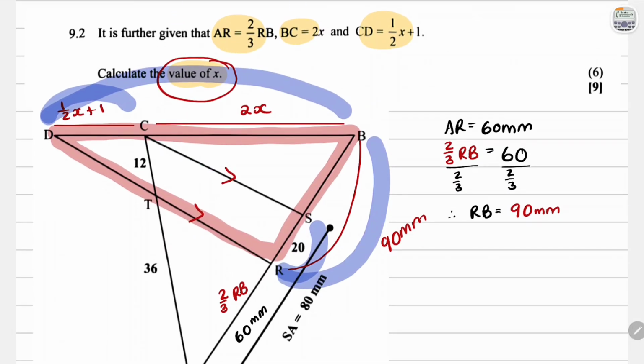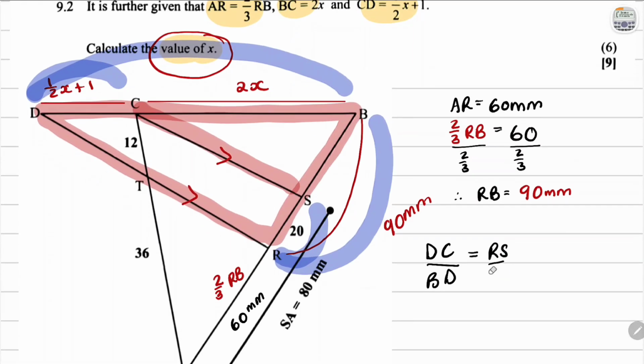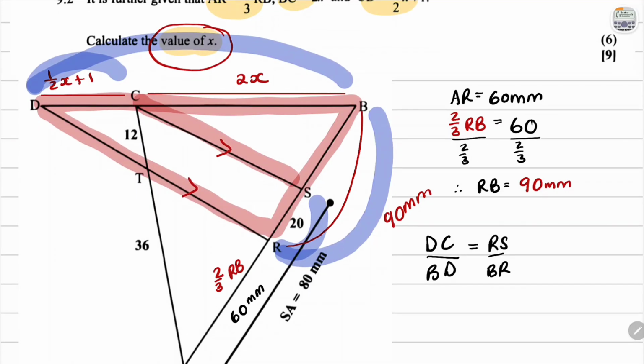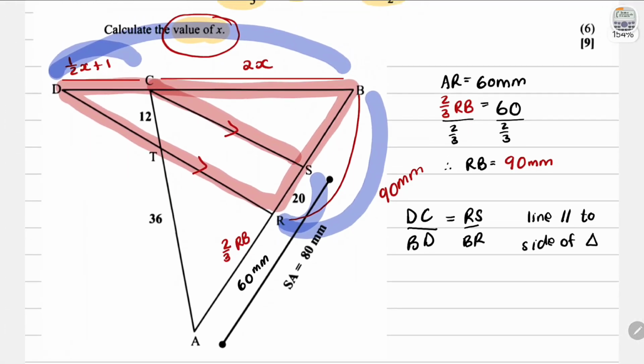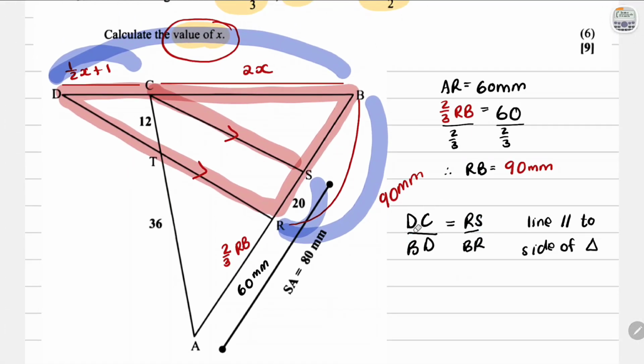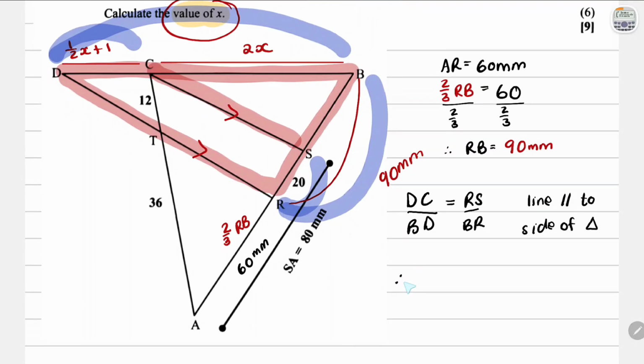Because these two lines are parallel in this red triangle, we are going to tell them that DC, right, that side over DB, we can call it BD, it should be in proportion with RS over, I'll just call it BR. And the reason, of course, is because of the proportionality theorem, but I like to say because of the line parallel to one side of a triangle. Okay, so we have that. And now we can go ahead and substitute the values that we have in these proportions.